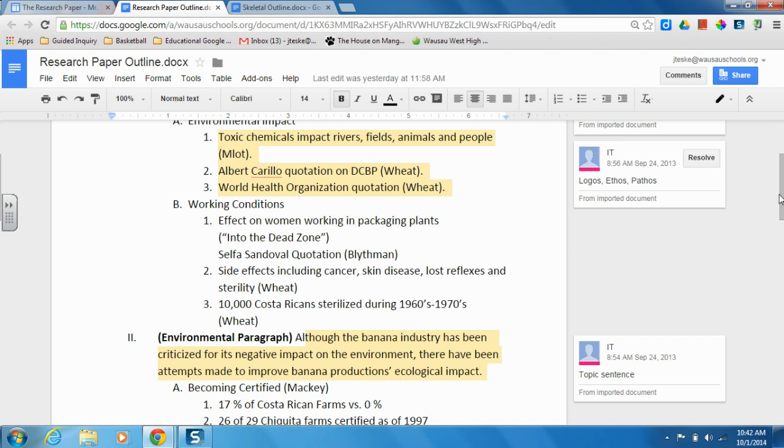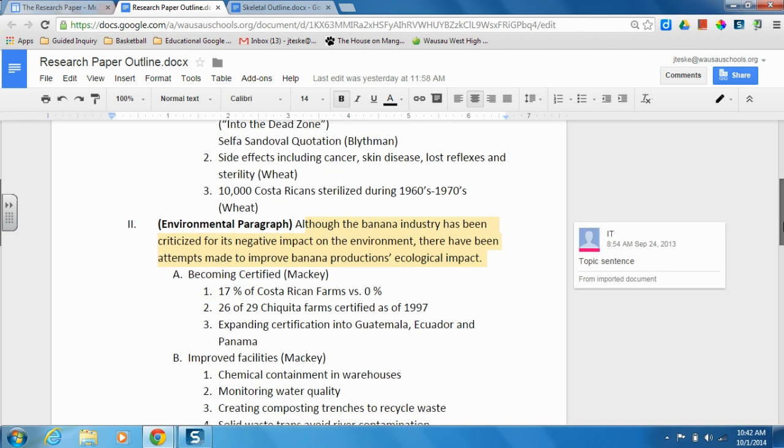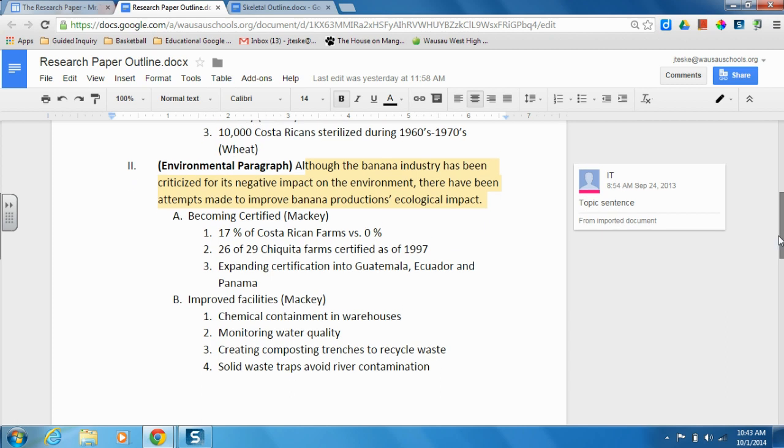As I proceed down the screen, you can see that my next paragraph is starting to get into the lenses that we talked about in large group a couple of weeks ago. In this case, the first paragraph I'm going to focus on is the environmental impact. And because my opposition says that the banana industry is bad, what I'm actually going to focus on is how there have been changes made. And clearly some of those changes occur with the environment.